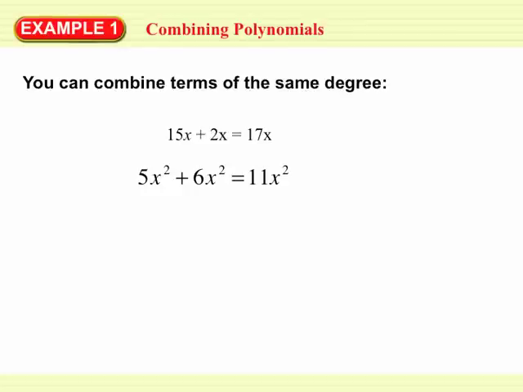Here's another example that you may have seen in the past. If I had 15 x's and added 2 more x's to it, I ended up with 17 x's. This is simply an example of combining terms with the same degree.